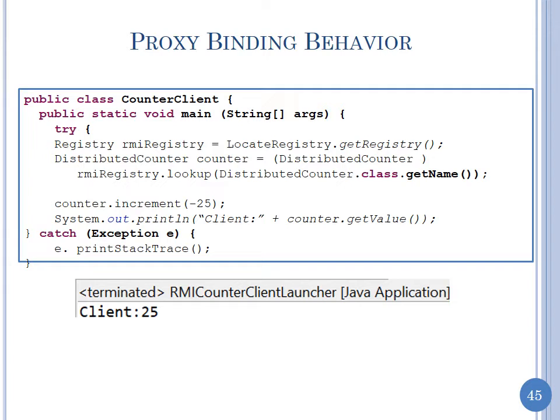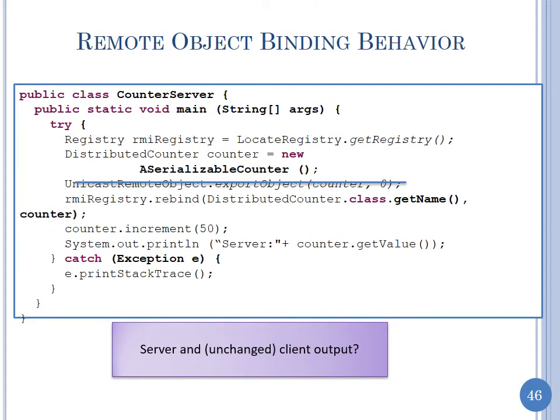Then we saw a lot of wrong behaviors, and we saw another correct behavior where we did not export the object, but did a rebind on a serializable object. And again, we did the rebind first, then we did the increment. The server changed, but my client did not change. So the server will still print the number 50. And the question is, what will the client print?